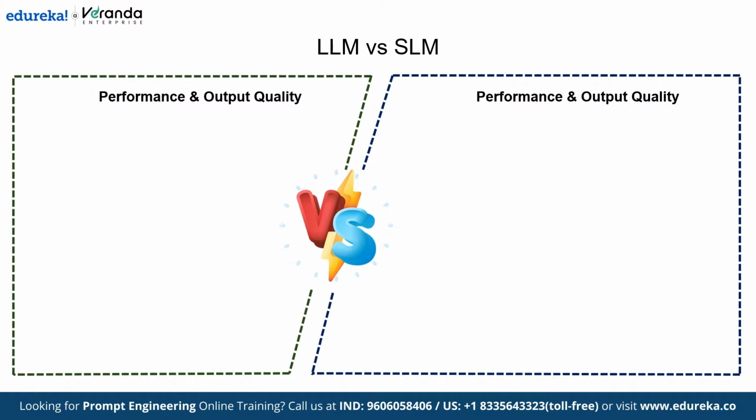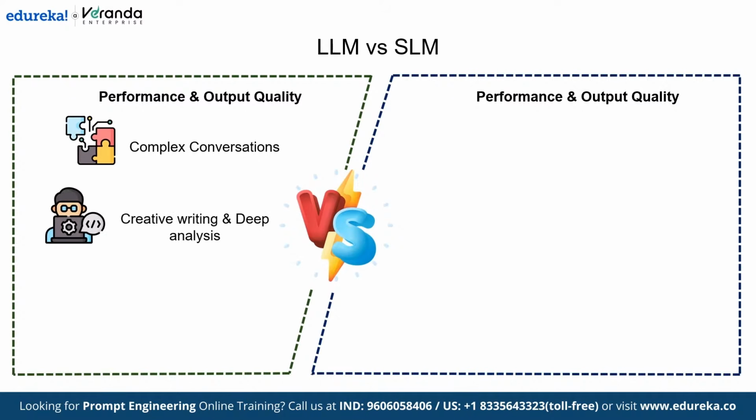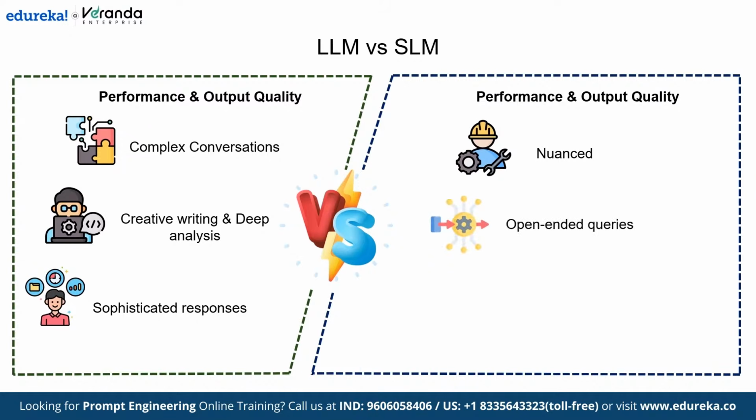So when it comes to performance and output quality, LLMs are known for their exceptional ability to handle complex conversations, creative writing, and deep analysis. Their vast training data ensures diverse and sophisticated responses. On the other hand, while SLMs are efficient, they may sometimes struggle with nuanced or open-ended queries. However, they excel in straightforward, well-defined tasks.